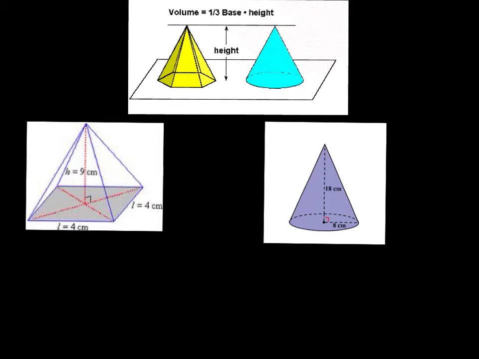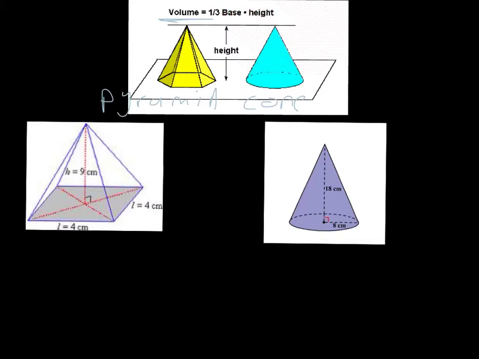To get the actual volume of a cone or a pyramid, this is a cone right here, and this is a pyramid next to it. It's pretty simple. All you need to know is that we have 1/3 times the area of the base times the height. And we'll go over those in a second.